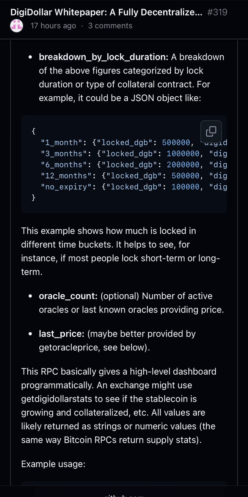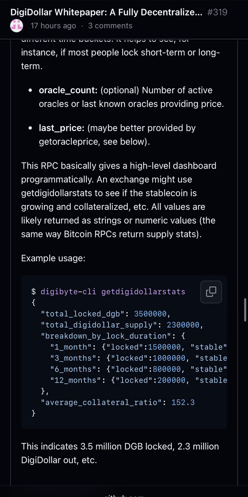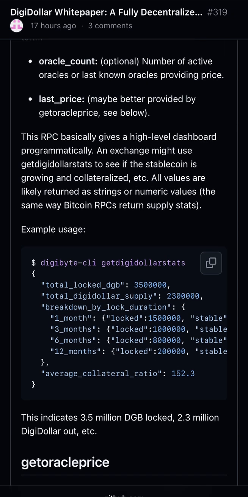This example shows how much is locked in different time buckets. It helps to see, for instance, if most people lock short-term or long-term. Oracle count, optional, number of active oracles, or last known oracles providing price. Last price may be better provided by DigiDollar, see below. This RPC basically gives a high-level dashboard programmatically. An exchange might use DigiDollar stats to see if the stablecoin is growing and collateralized, etc. All values are likely returned as strings or numeric values, the same way Bitcoin RPCs return supply stats.